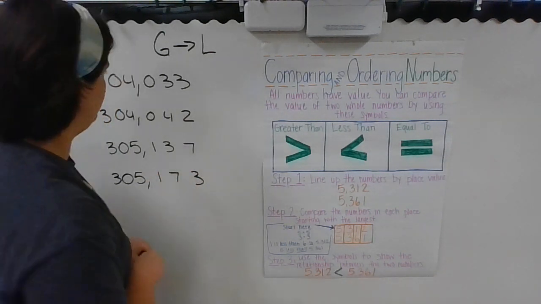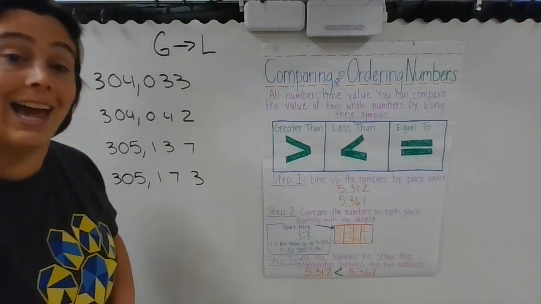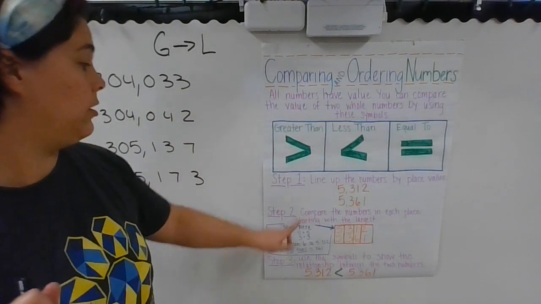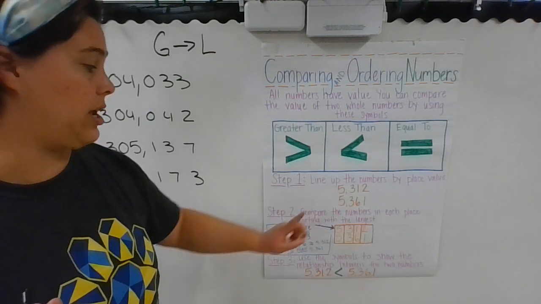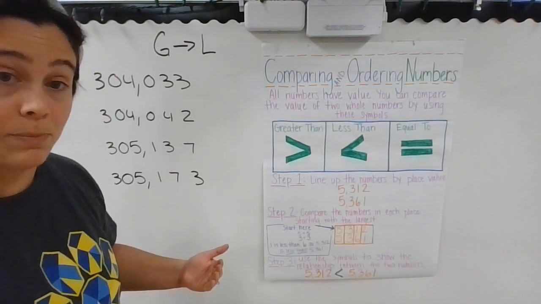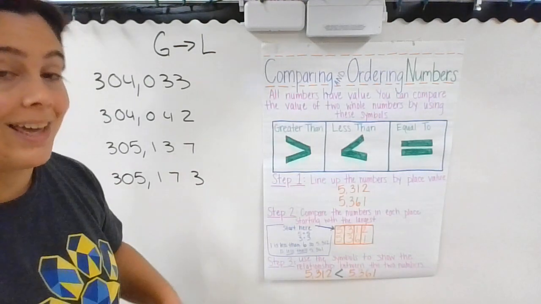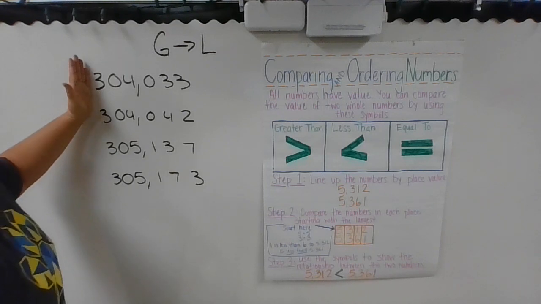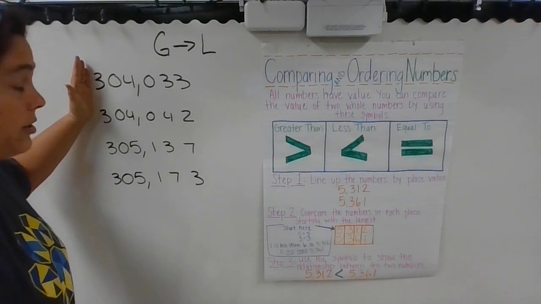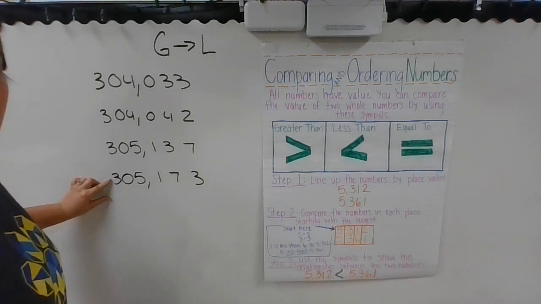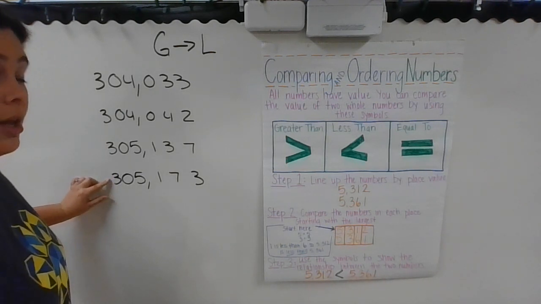Okay, here are our numbers lined up. Remember, step 2 now. Compare the numbers in each place, starting with the largest. So the largest place value with these numbers now is the 100,000s. So we are going to start right here on the left-hand side of this number, going all the way down. The hundred thousands place value is all 3.